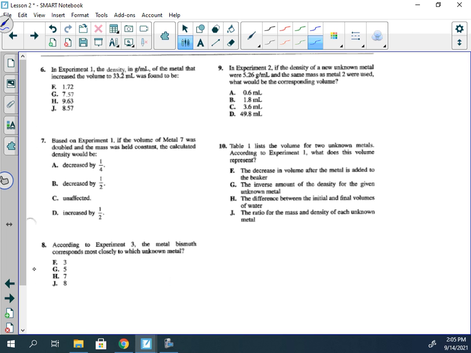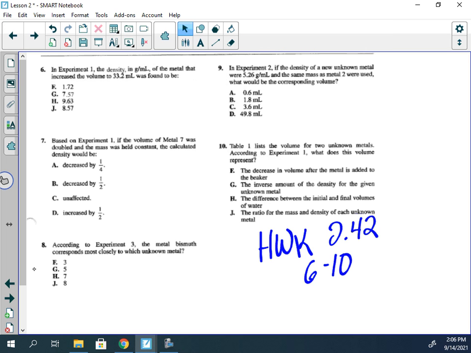So homework is our 2.42, 6 through 10, all. Yep, it's over there.